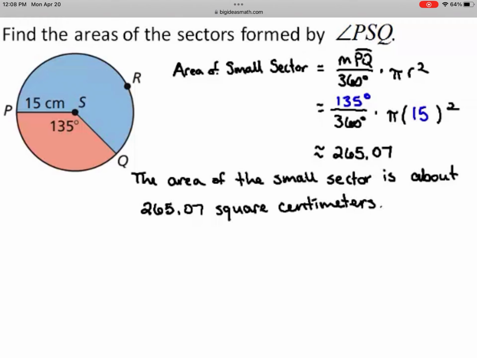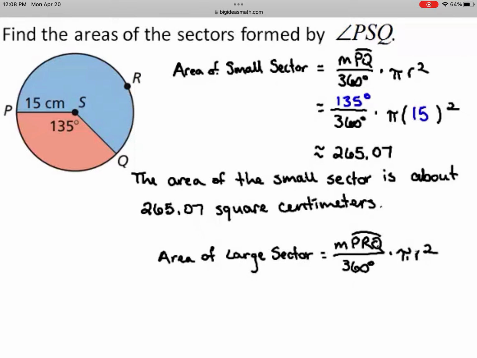Next, find the area of the larger sector. So the area of the large sector equals the measure of arc PRQ divided by 360 degrees times pi r squared. Again, you were given that the radius is 15 centimeters and the measure of arc PRQ equals 360 degrees minus the measure of arc PQ.